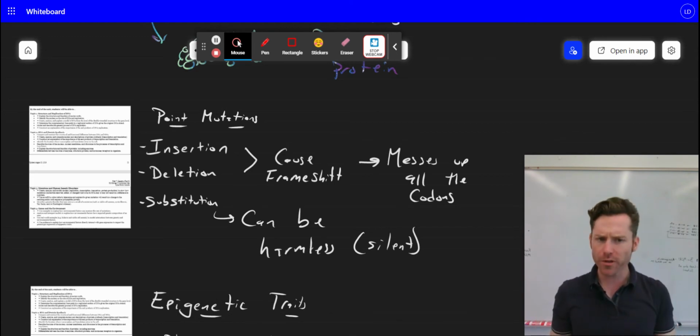We also have chromosomal mutations, which change the whole chromosome, but that's not really tied into translation and transcription because it's too big of a change. Right? These changes are smaller in scale and have direct impact on this whole process of protein synthesis.